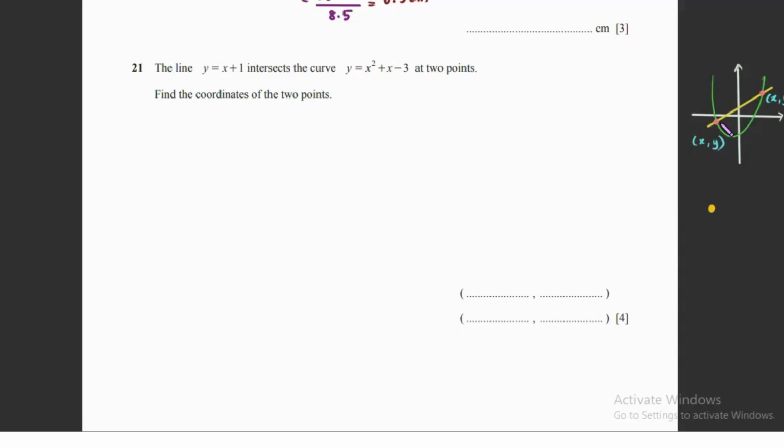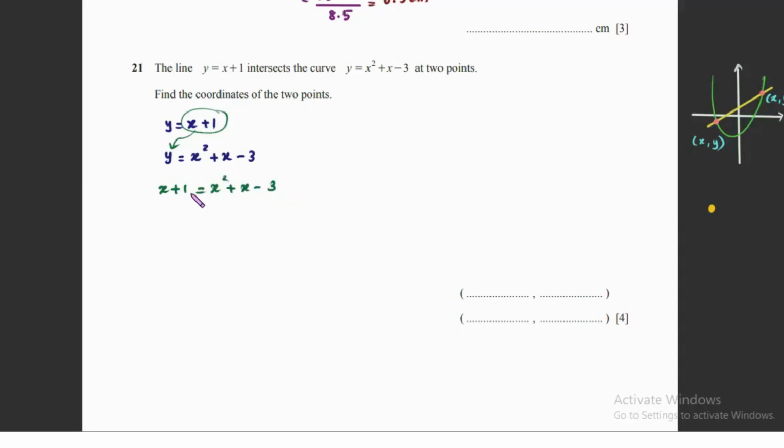So we need to calculate the two coordinate points, which are written in the form x comma y. If we are to do this, we're going to make use of the substitution method. The equations given to us are y is equal to x plus 1, and the next equation is y is equal to x squared plus x minus 3. They both are equal to y, which means I can replace this y with this x plus 1 that I have here, which will give us x plus 1 is equal to x squared plus x minus 3.